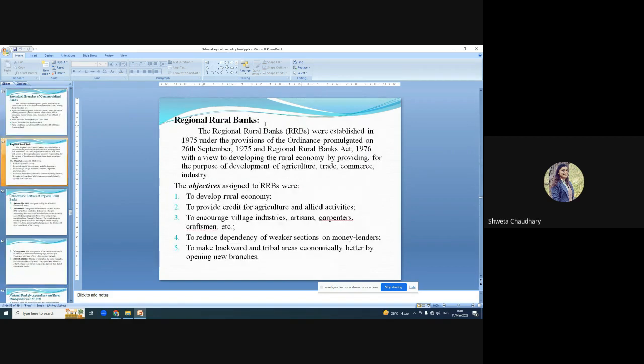Then we have regional rural banks that work for a particular rural economy, for providing credit for agriculture and allied sectors, for village industries, artisans, etc., for reducing the dependency of the weaker section on money lenders, so that they can also get benefit from these banks. If these banks provide loans to the weaker section, they will not move to the money lenders, because the money lenders usually exploit them by giving money at a higher interest rate. So if they get the money from the bank at a lower interest rate, then it would be better. Okay.